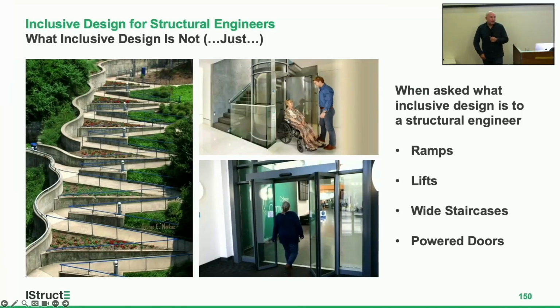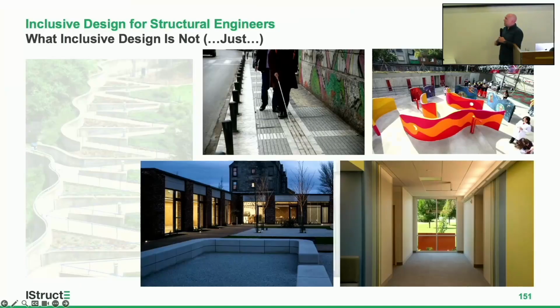Lifts. Lifts are everywhere. Everyone has probably incorporated lifts in their buildings or the design that they've done. Wide staircases, for instance, so staircases that are wide enough to allow people to pass, and things like powered doors. They are generally the go-to areas of inclusive design that come up when asked as a structural engineer. But inclusive design is not just about those elements. It's about a lot more than that.